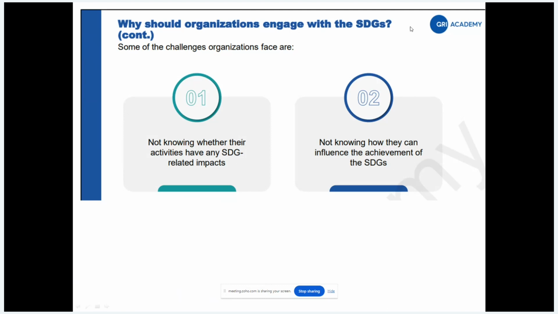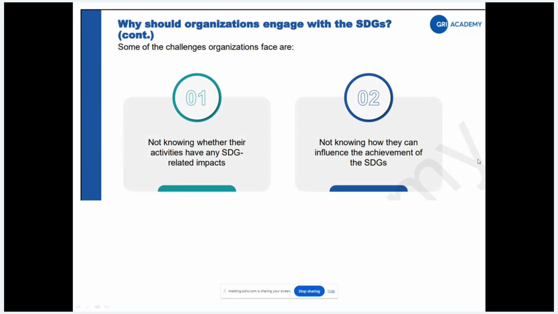Then why should organizations engage with the SDGs? Why should we do that? And what are the challenges organizations face? There are 2 major challenges: not knowing whether their activities have any SDG related impacts. If you start looking, everybody can find that a lot of the activities one is conducting are somehow having an impact. If you are wasting food, you are impeding the achievement of no hunger across the globe. There are so many things if you start thinking, but organizations do not know whether their activities have an SDG related impact. That is the first challenge.